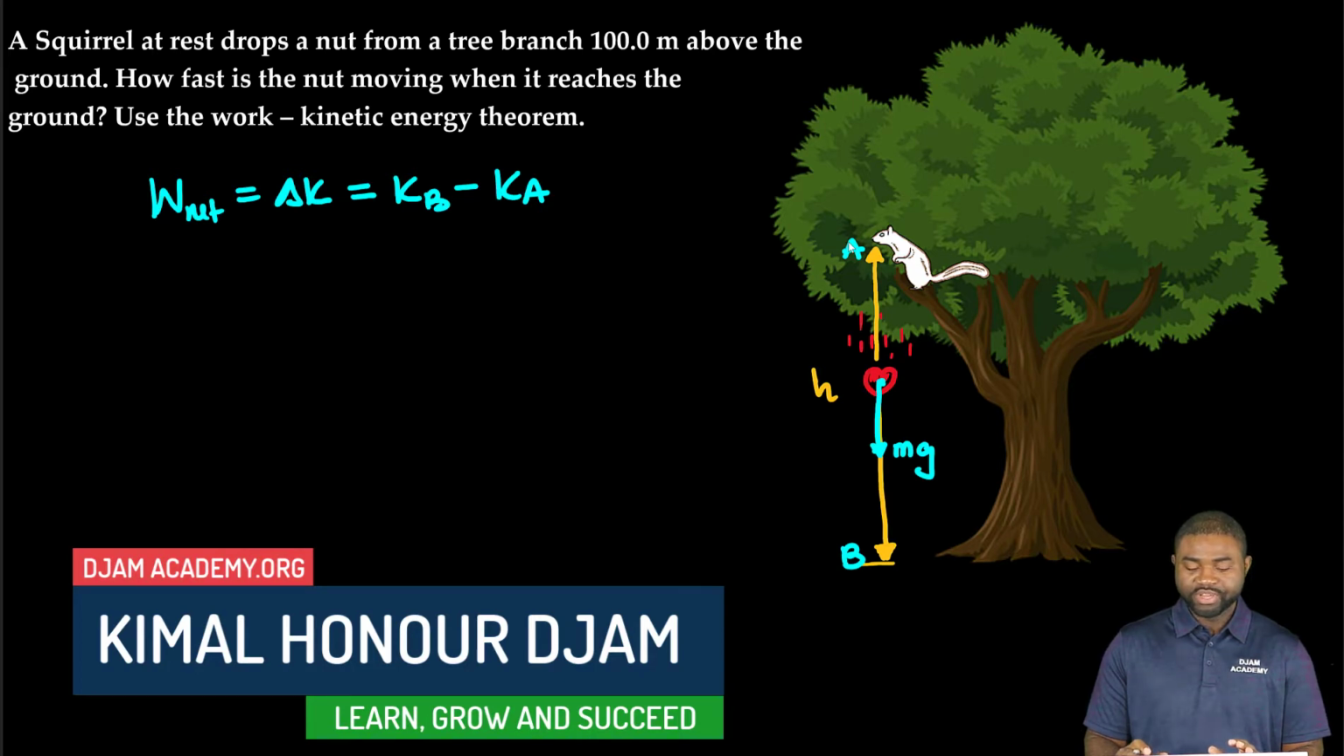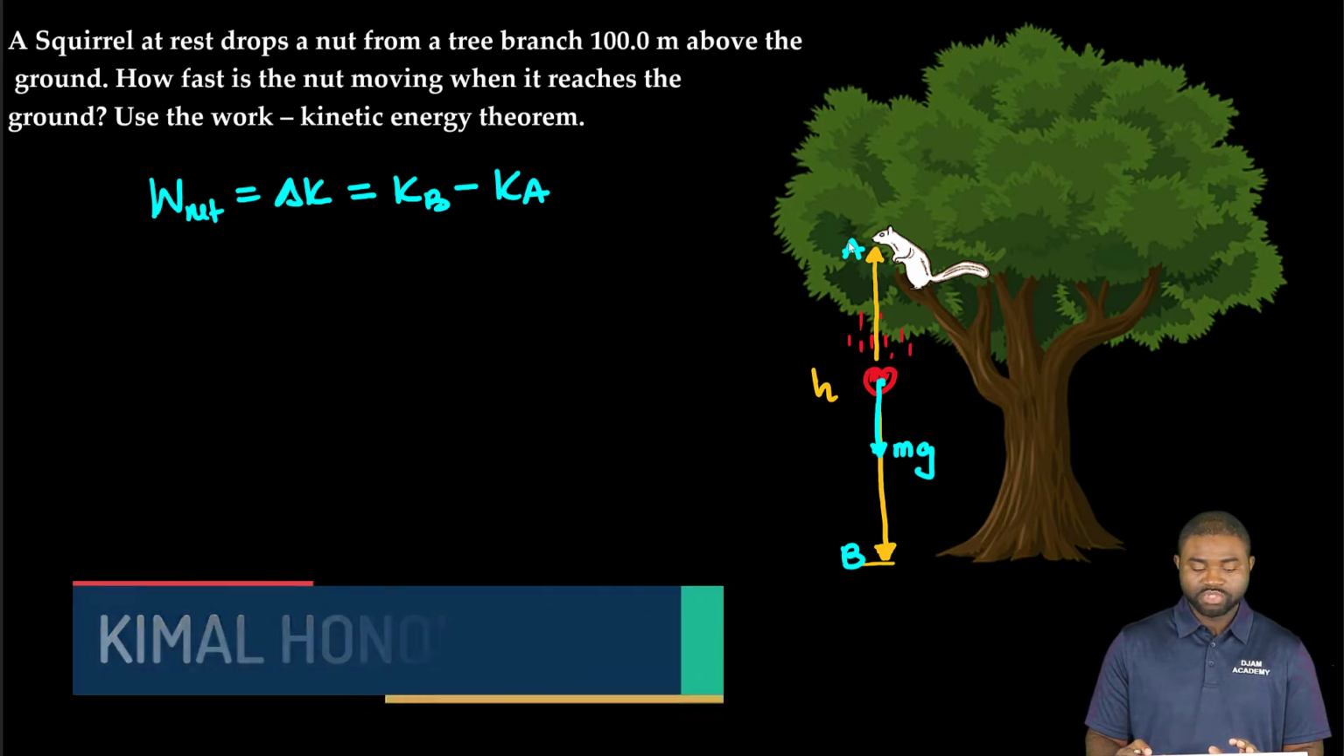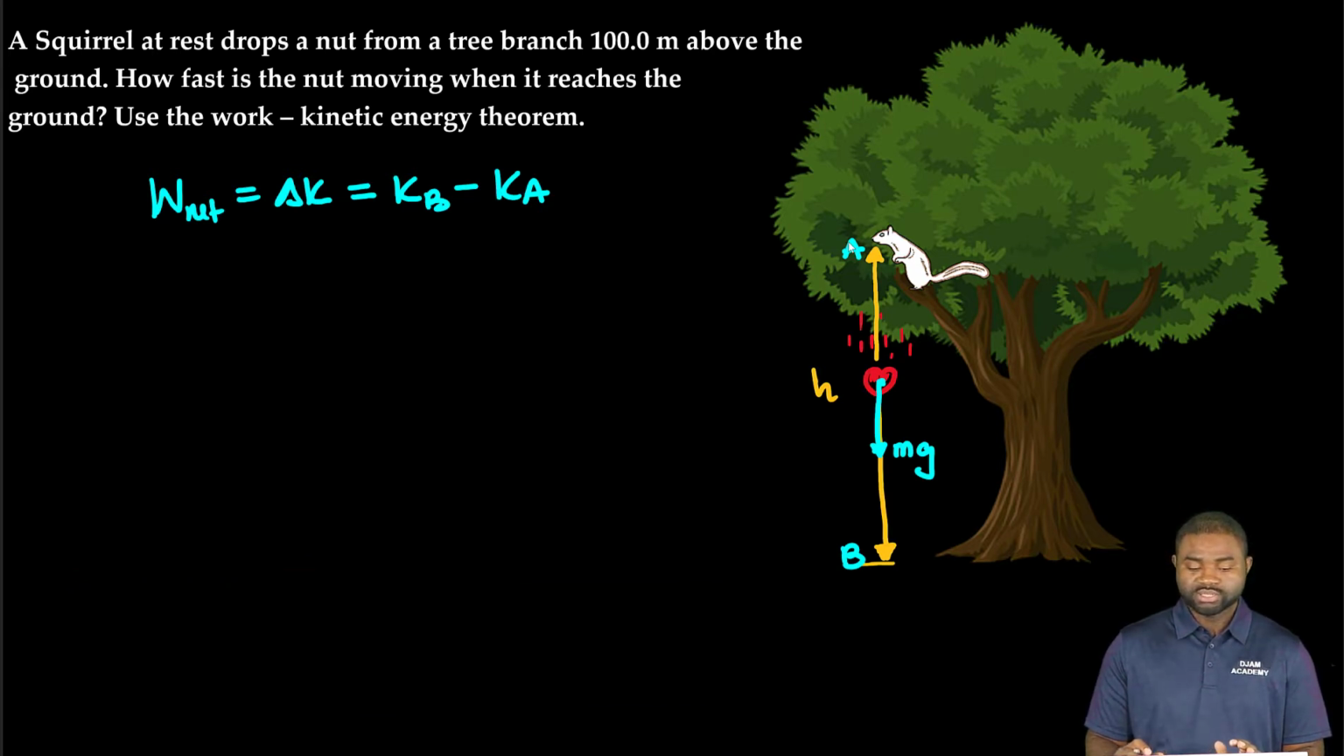In this very nice problem, we have a squirrel at rest, drops a nut from a tree branch 100 meters above the ground. How fast is the nut moving when it reaches the ground? And we are required specifically to use the Work Kinetic Energy Theorem.